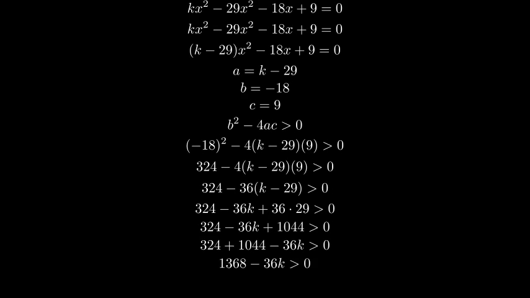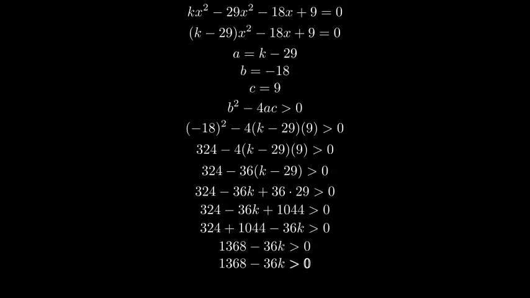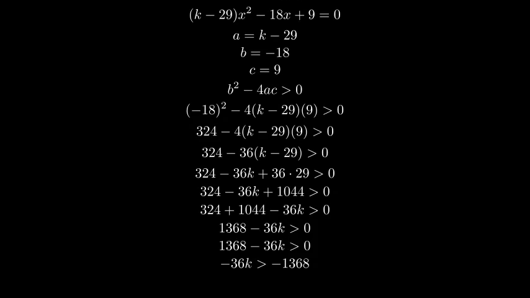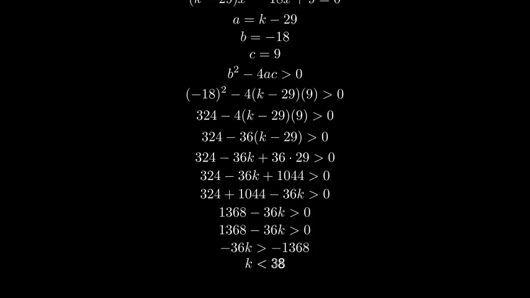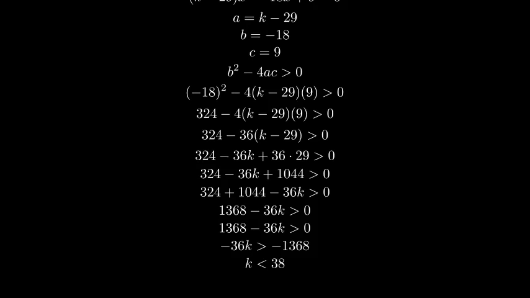Now let's solve this inequality for k. We have 1368 minus 36k is greater than 0. Subtracting 1368 from both sides, we get negative 36k is greater than negative 1368. Dividing both sides by negative 36, and remembering to flip the inequality sign when dividing by a negative number, we get k is less than 38. Let's visualize this solution on a number line to better understand what we're looking for.